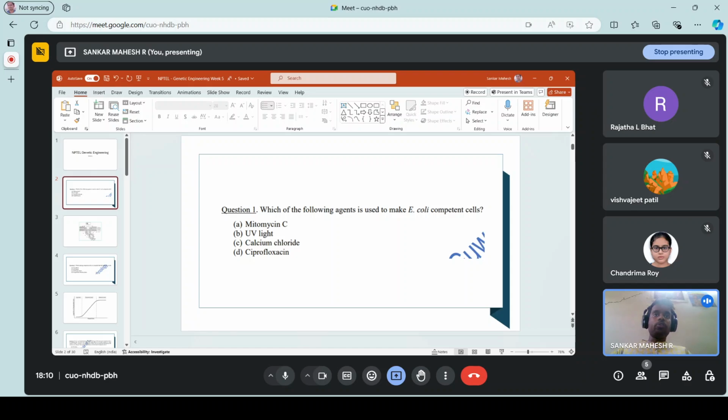Like we usually do, you can take a couple of minutes and then try to start eliminating each option. And if you know the right answer, we can also discuss the mechanism with which that particular agent helps in making E. coli cells competent. So whoever wants to answer can raise your hand after a couple of minutes.